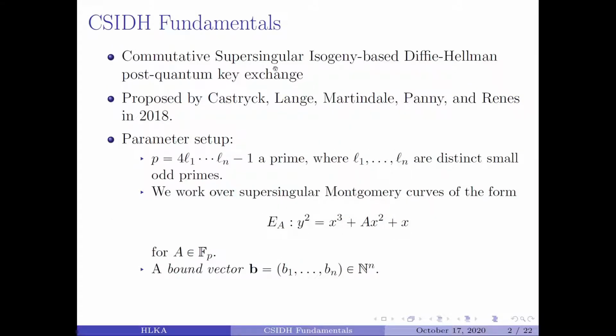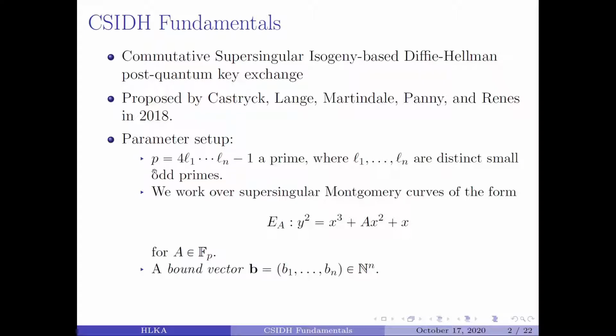So CSIDH stands for Commutative Supersingular Isogeny-based Diffie-Hellman. This is a key exchange protocol analogous to the classical Diffie-Hellman, except that we're using isogenies between supersingular elliptic curves. This is a fairly new protocol proposed in 2018, and it's conjectured to be post-quantum secure.